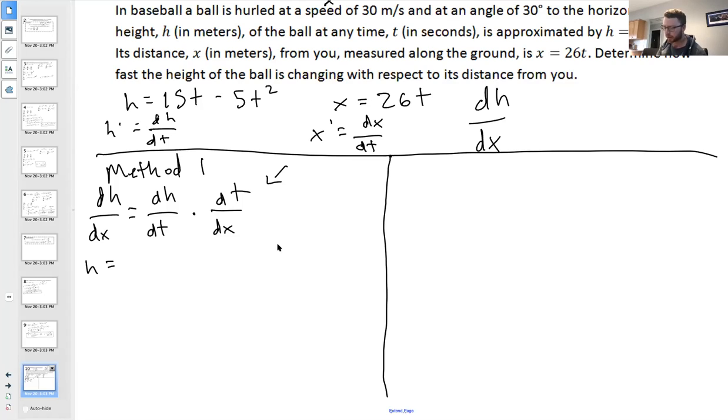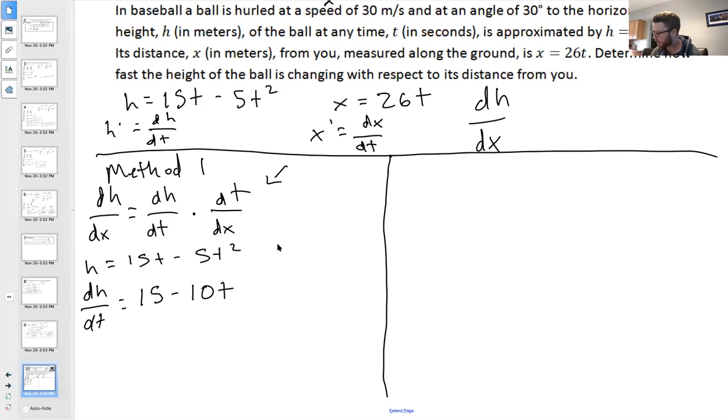Okay, so h, as we said, is 15t minus 5t squared. So if we took the derivative of h with respect to time, because time is our variable in there, and h is our formula, the derivative of h with respect to t would be 15 minus 10t.